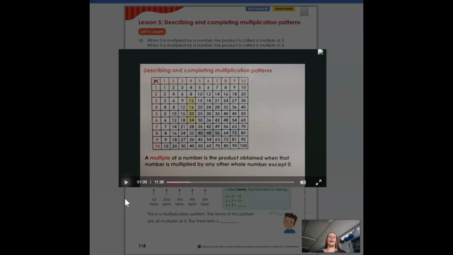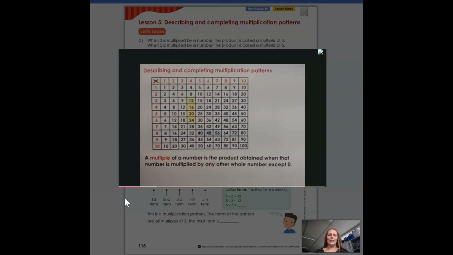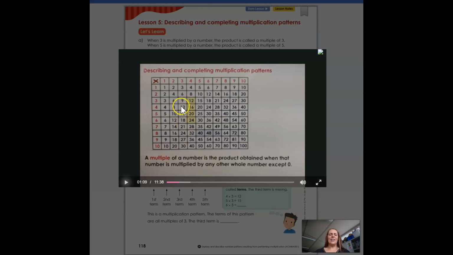So once again, I just want to unpack that again. The little writing down the bottom says a multiple of a number is the product obtained when that number is multiplied by any other whole number except 0. In normal speech, we can say that 3 times 2 equals 6, or the product of 3 and 2 is 6, or a multiple of 2 is 6 when times by 3. It's a little confusing, so you've really got to take your time on this.